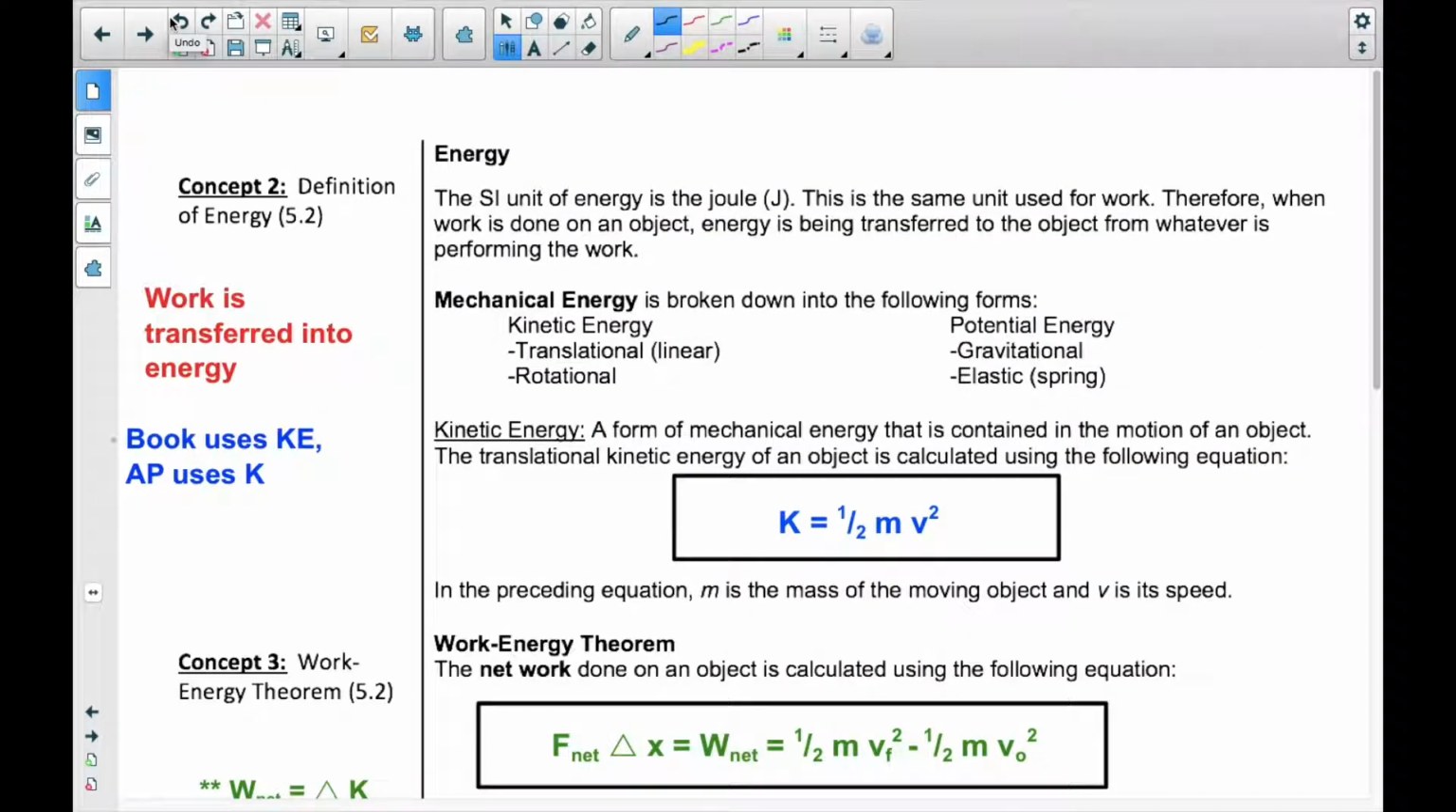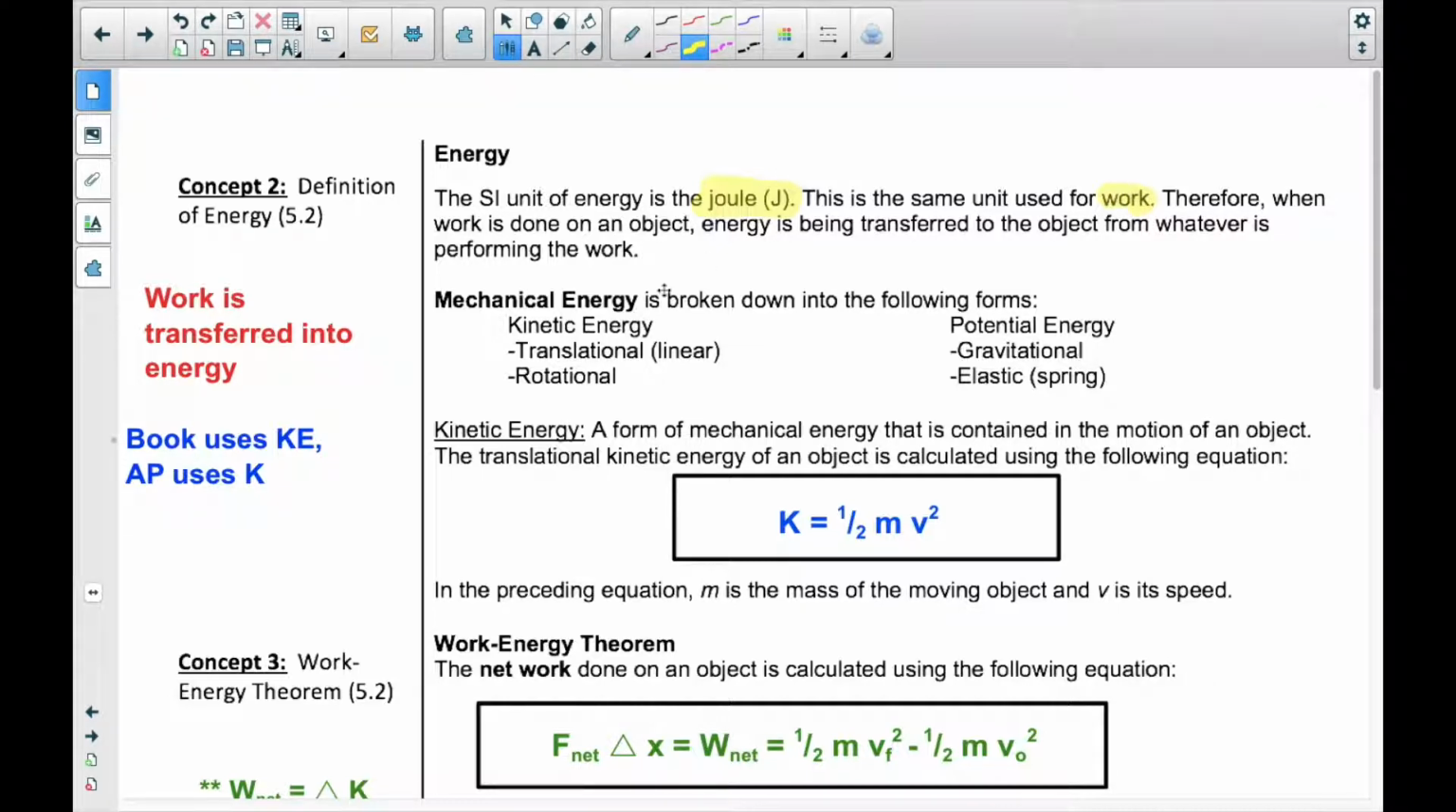Okay, so we've mentioned energy, and we need to talk some about energy. The SI unit of energy is the joule. That's just another unit that you need to get to know. The energy unit is joules. That's the same as it was for work. Work is also in joules.